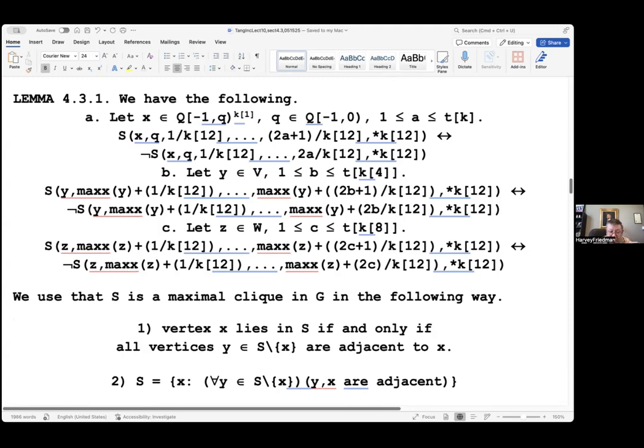Another way to write it is S is equal to this, which is just a translation of one. S is a set of all X such that for every Y in S without X, Y and X are adjacent. Now, I want you to note, I don't want to go further because I want to keep this up here for a second, but you should note that 2 is a kind of comprehension axiom, isn't it? See, being a maximal clique is a kind of comprehension for S. I know it sounds a little strange.